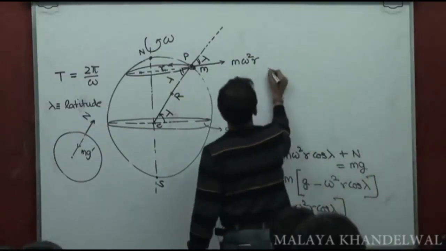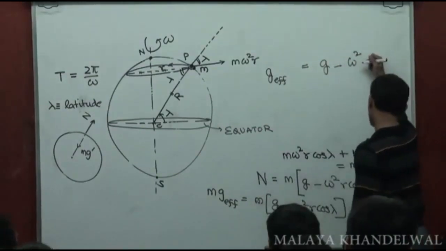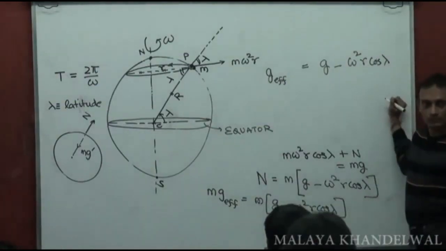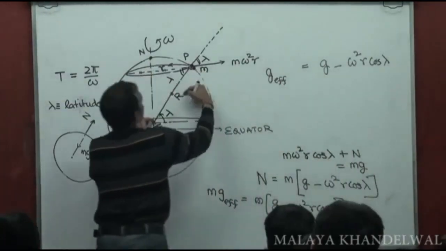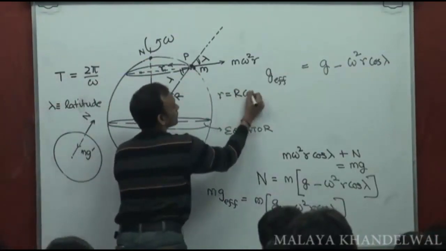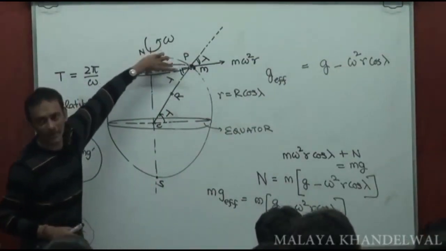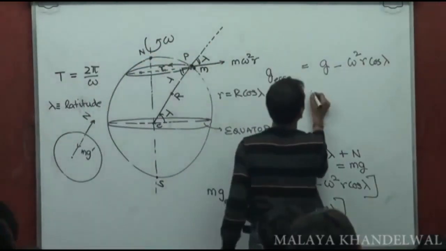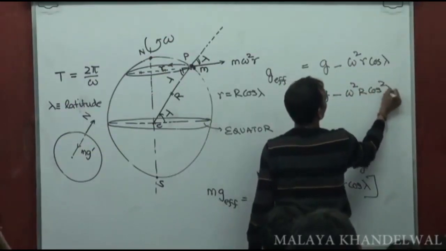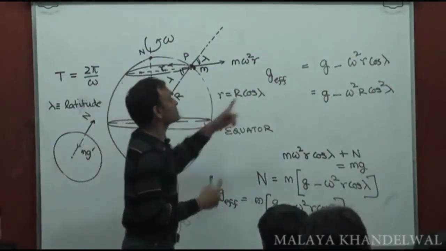So g effective is g minus omega squared r cos lambda, right? But small r is capital R cos lambda, yes or no? Lambda is the latitude of the point. At the equator, lambda is 0, in which case g effective becomes equal to g.